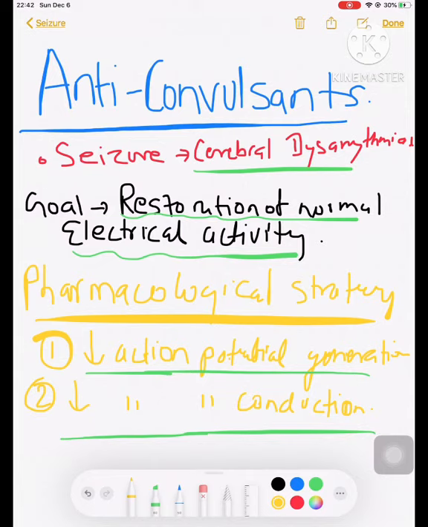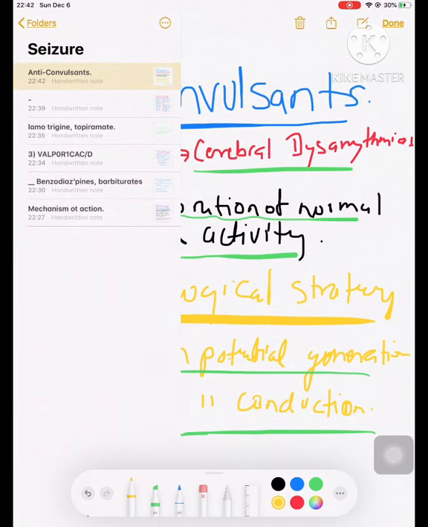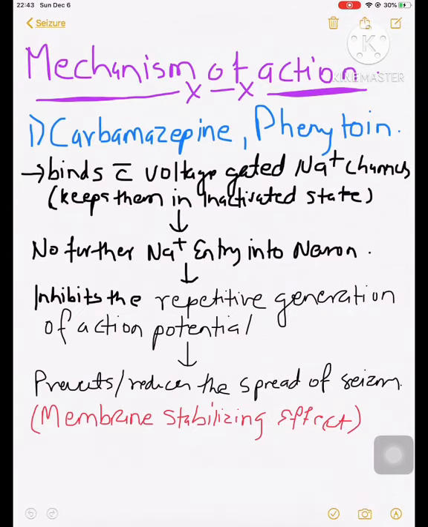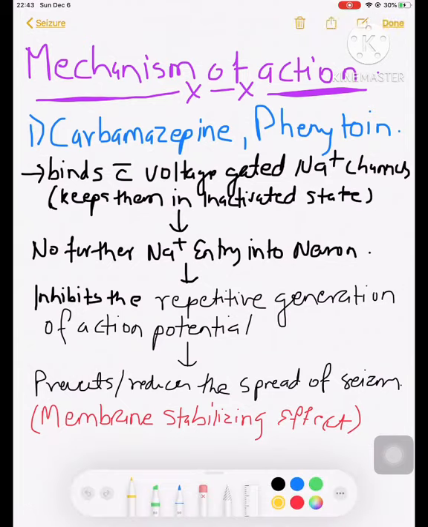Next we'll see how these drugs work. What are the mechanisms of action of these various anticonvulsant drugs? First we'll deal with carbamazepine and phenytoin.